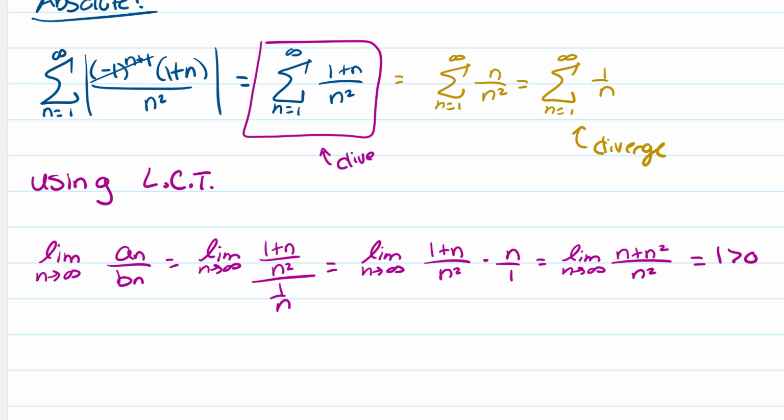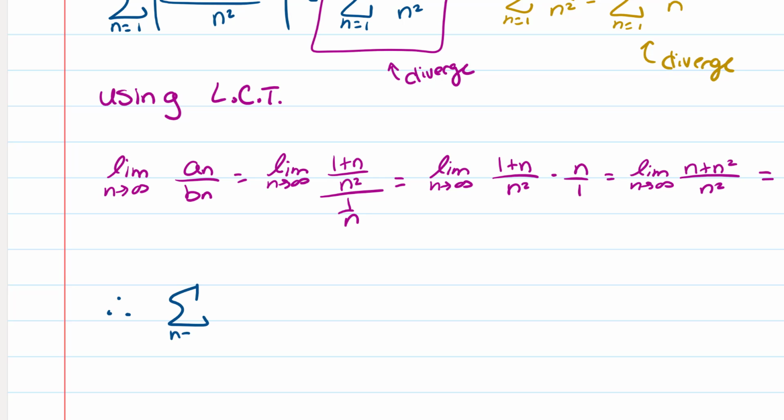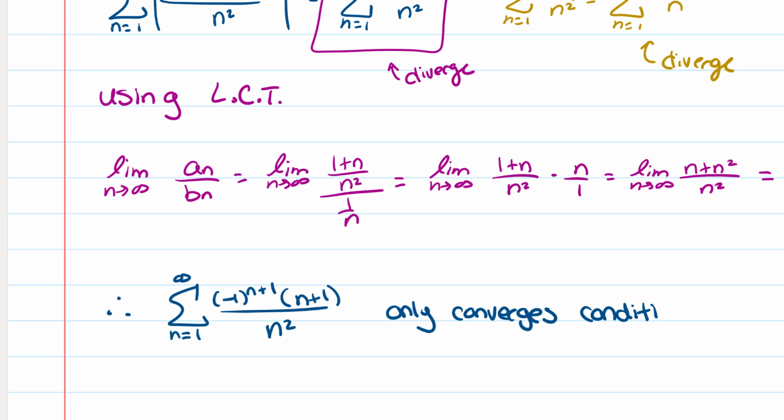So the limit comparison test tells me that this series will diverge. When I used the alternating series test, it converged. When I did the absolute, it diverged, which means that my series is only going to converge conditionally. So the series from n equals 1 to infinity of negative 1 to the n plus 1 times (n plus 1) over n squared only converges conditionally, because when I did the absolute value, it diverged by the limit comparison test.